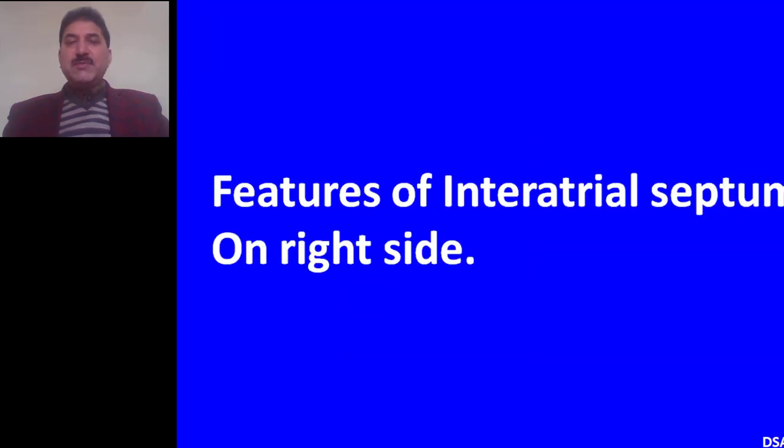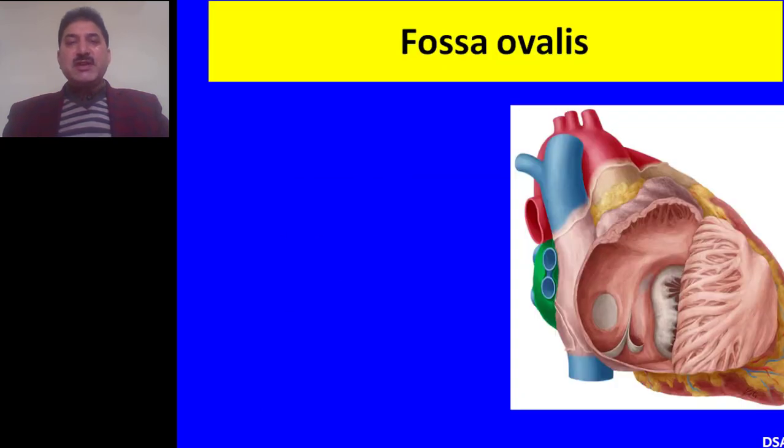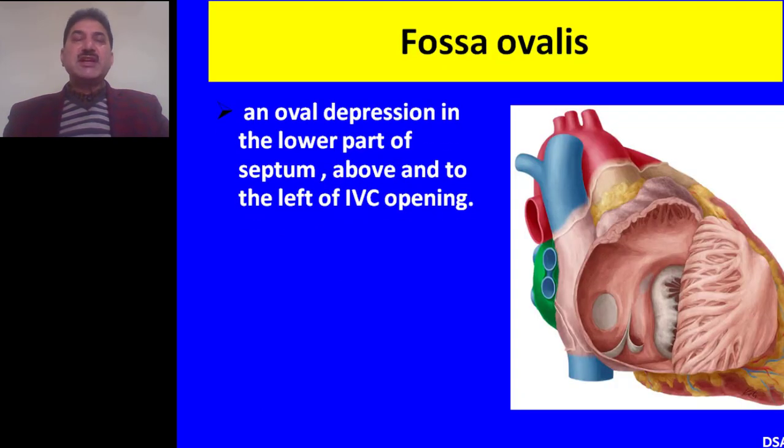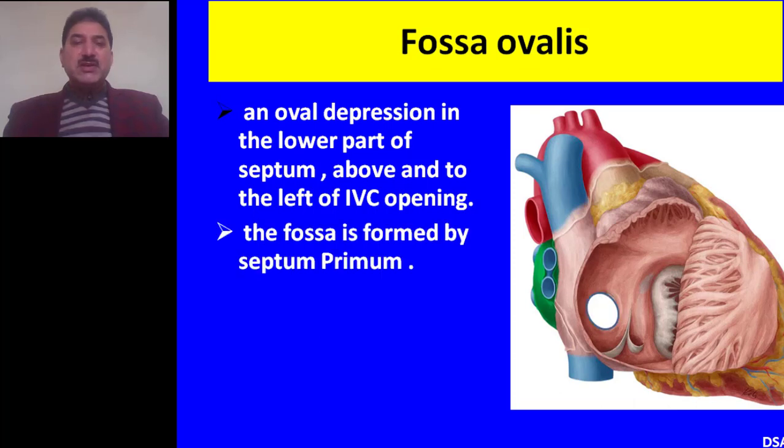What are the features of interatrial septum on right side? The features of interatrial septum seen on the right side are: there is an oval depression in the lower part of the septum above and to the left of inferior vena cava opening, as shown by this encircled white area called fossa ovalis. The fossa ovalis is formed by the septum primum.